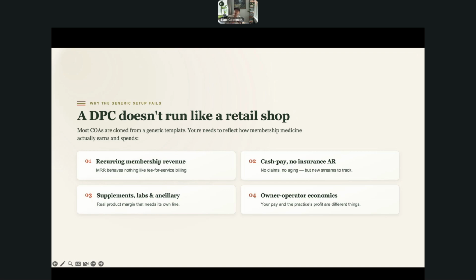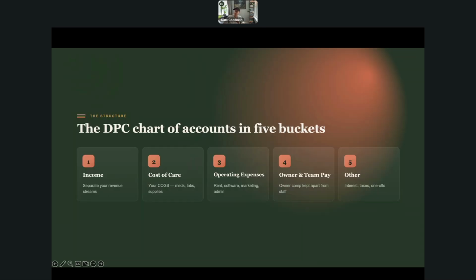And I definitely think the next part is talking about the five buckets inside of the DPC chart of accounts. So we talked through those buckets: the income, cost of care. But when you want to look at your P&L, you want these five buckets. If you've got tons more in here, you're packing in a lot of detail.